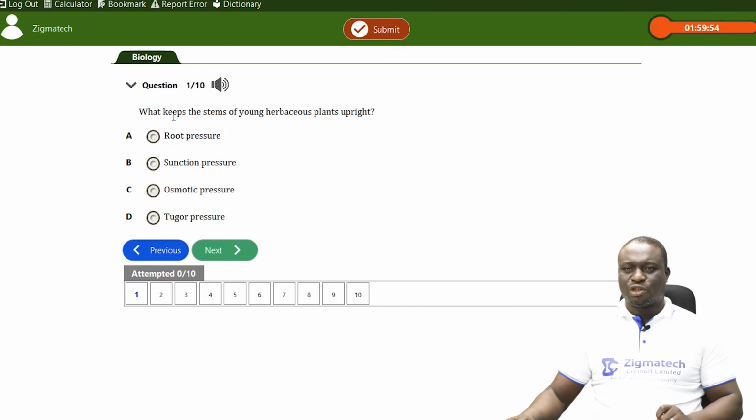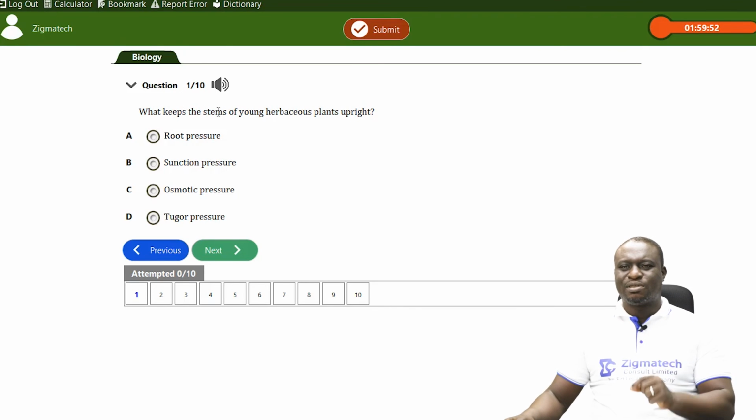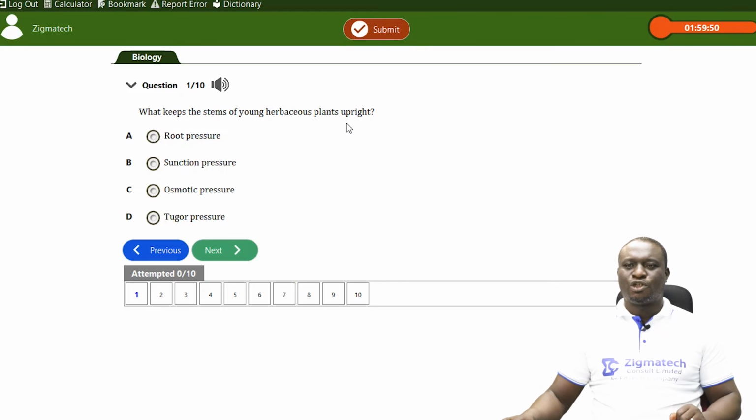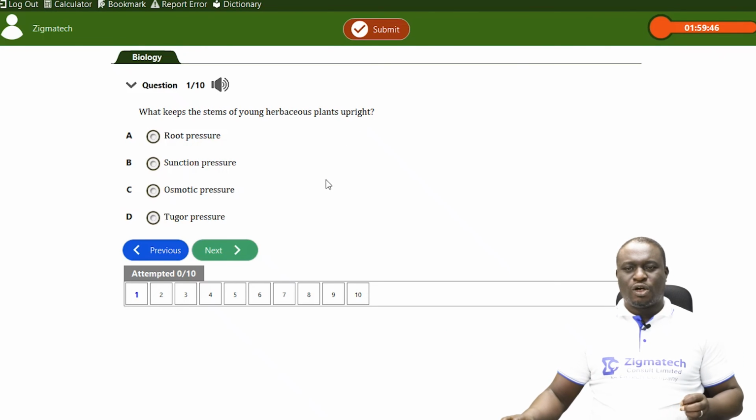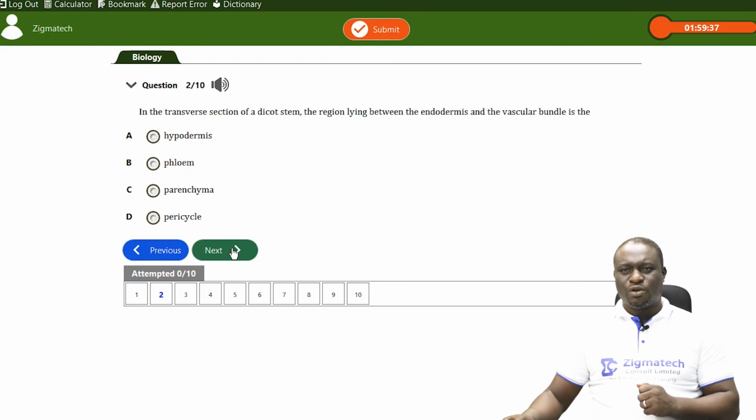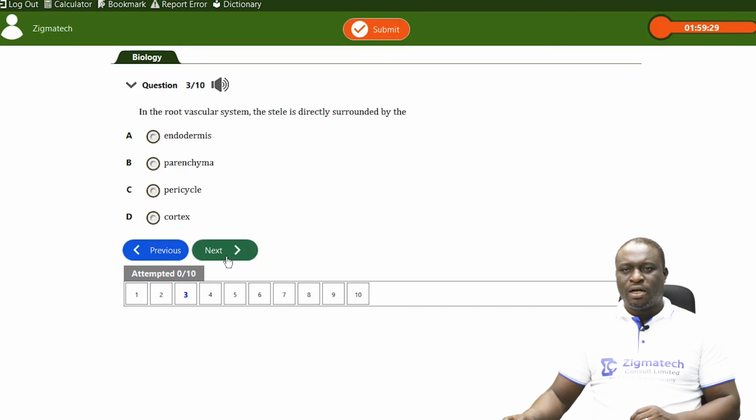Now take a look at question 1. They said, what keeps the stem of young herbaceous plants upright? What keeps the stem of young herbaceous plants upright? Now it has to do with turgor pressure. Is that clear? It is the turgor pressure. Now take a look at question 2. I want questions that are related to what we have already started discussing. Look at this question.